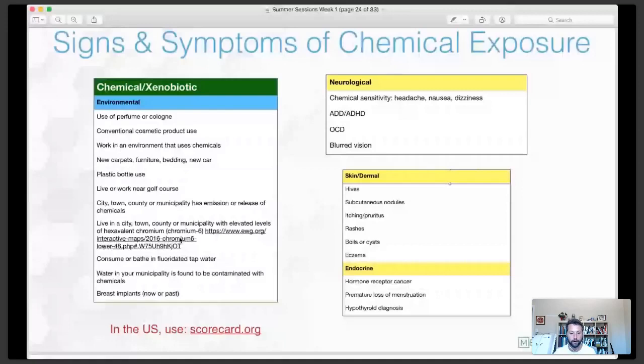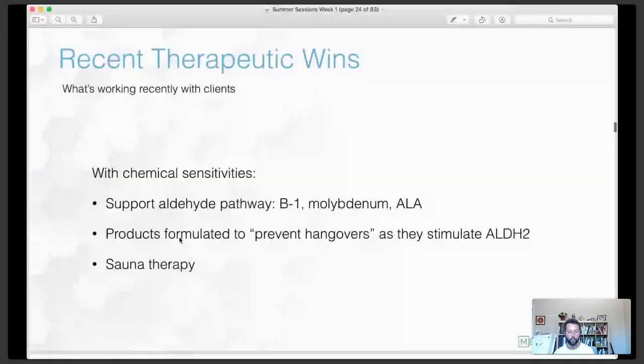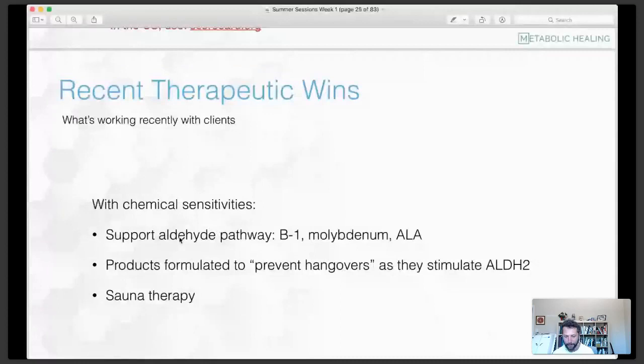Okay, so moving right along. A few recent therapeutic wins. What's working recently with clients with chemical exposure, chemical sensitivities, is the aldehyde pathway. I went down a whole trail of research on this, and the ALDH gene, aldehyde dehydrogenase 2, it detoxifies alcohol, so it converts aldehydes into acetic acid, basically.